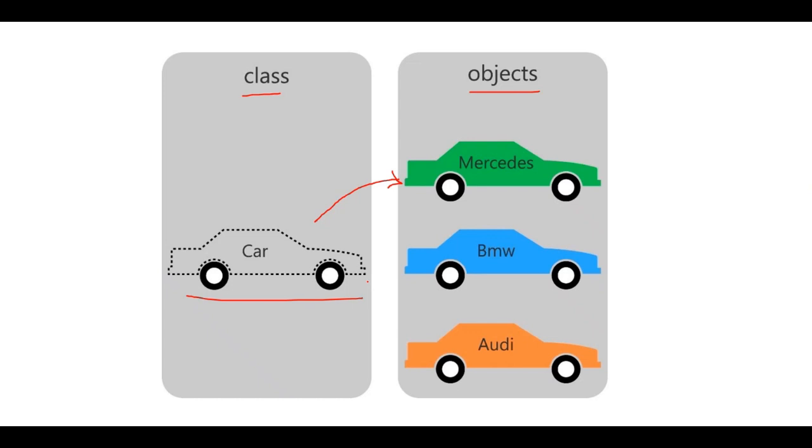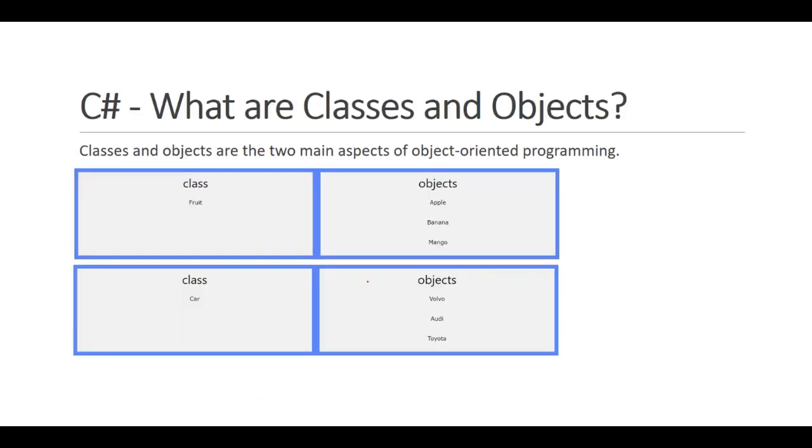They will have the same common properties, of course, and each object can also have its own special properties. Of course, it is related to the base class and subclasses. We are going to discuss that also. And here is another example: fruit is the class, and then we are going to create objects. Apple, banana, mango are objects that we are going to create from the fruit class.